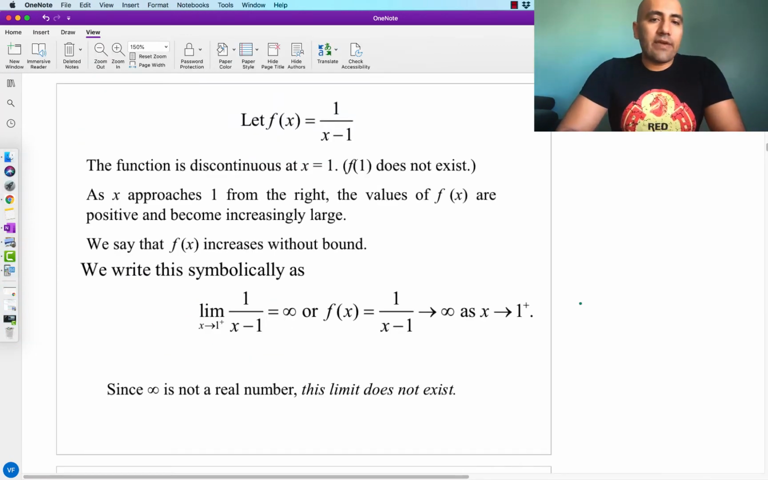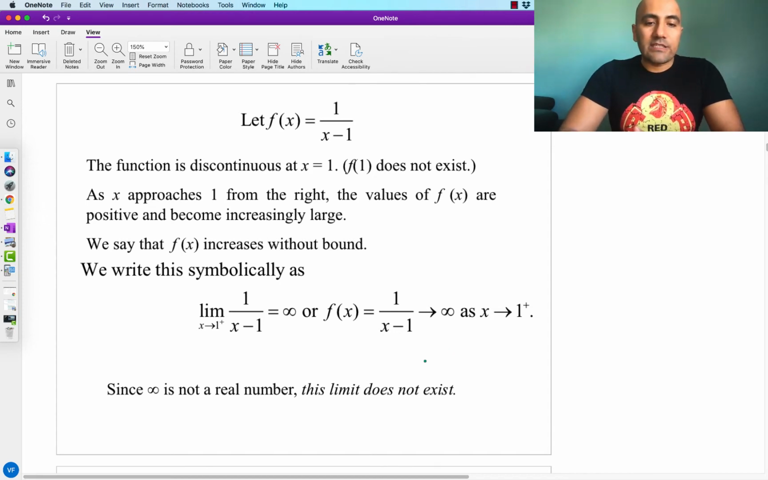Okay, so if we let f of x equal 1 over x minus 1, the function is discontinuous at 1. We already saw that. F of 1 does not exist. As x approaches 1 from the right-hand side, the values of f of x are positive and becoming increasingly large. We say that f of x increases without bound.